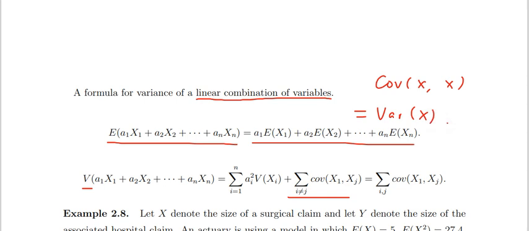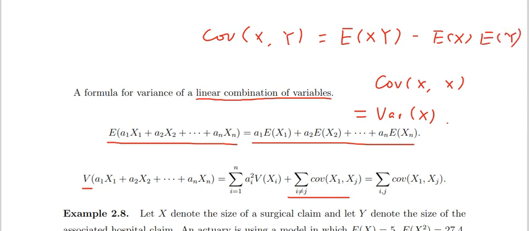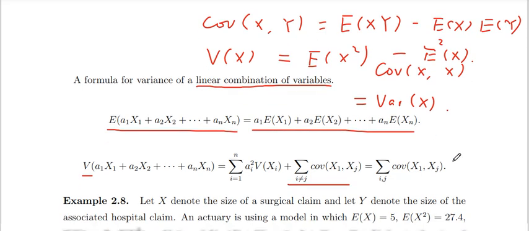Okay, so let's say covariance for x y is this, right, equal E[xy] minus E[x]E[y]. And what is the variance for x? Variance for x equals E[x squared] minus E[x] squared, right? So from here we can say if x and y are the same, then the covariance xx becomes the variance.